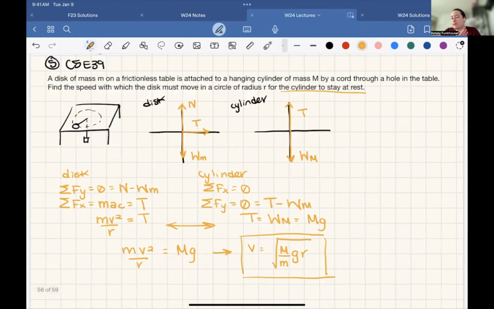So again, the thing you really need to be able to do is identify the forces that are acting and generate these free body diagrams and the equations from them. Okay. So that is your review for the quiz.